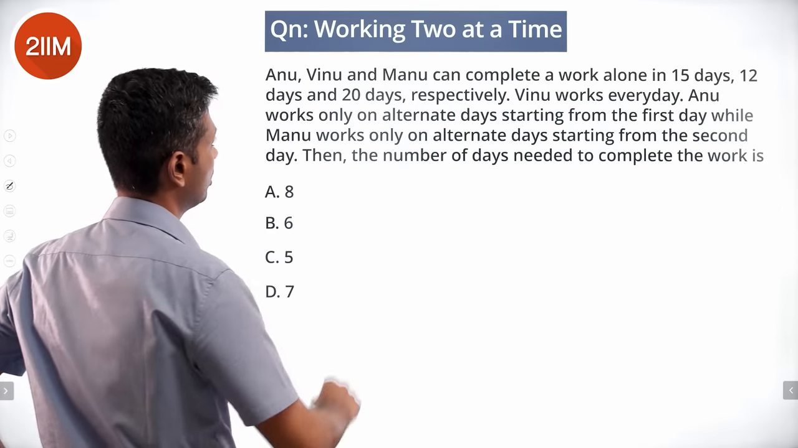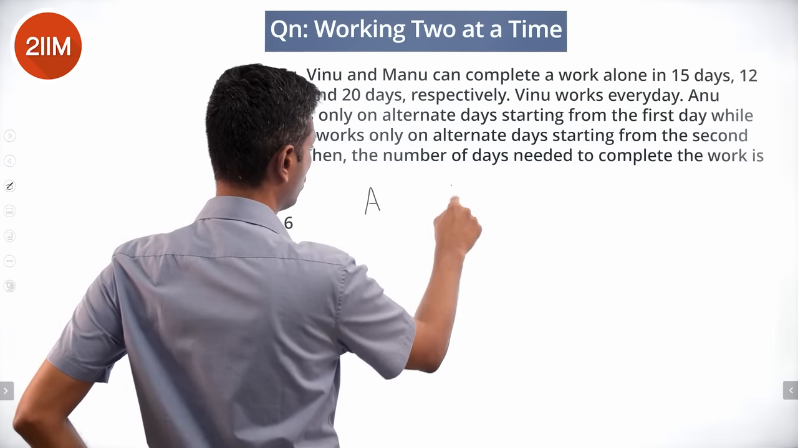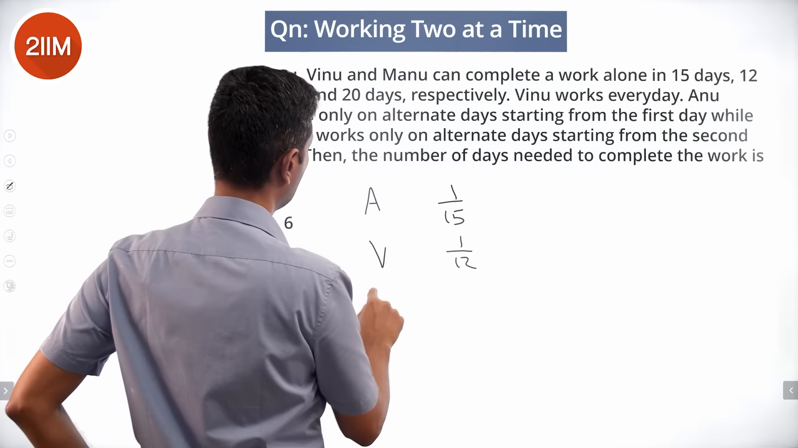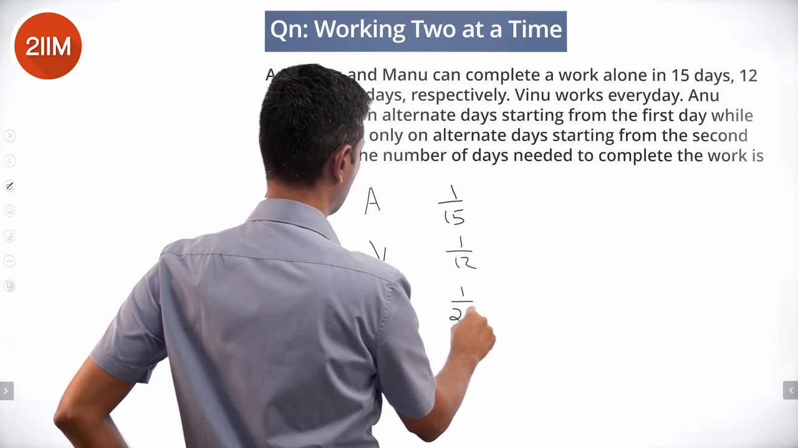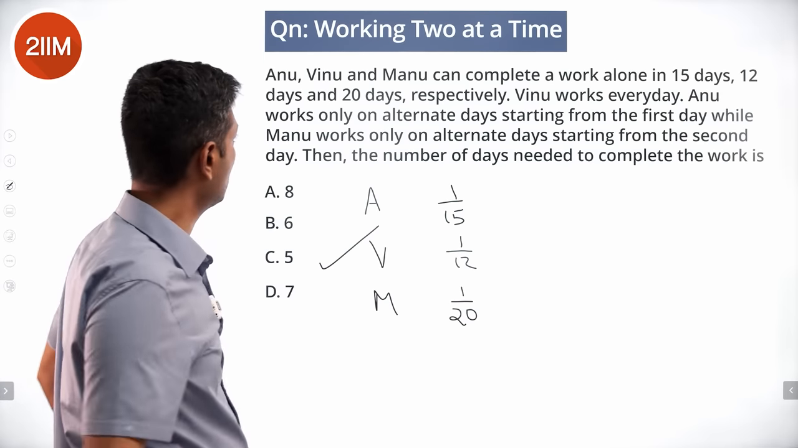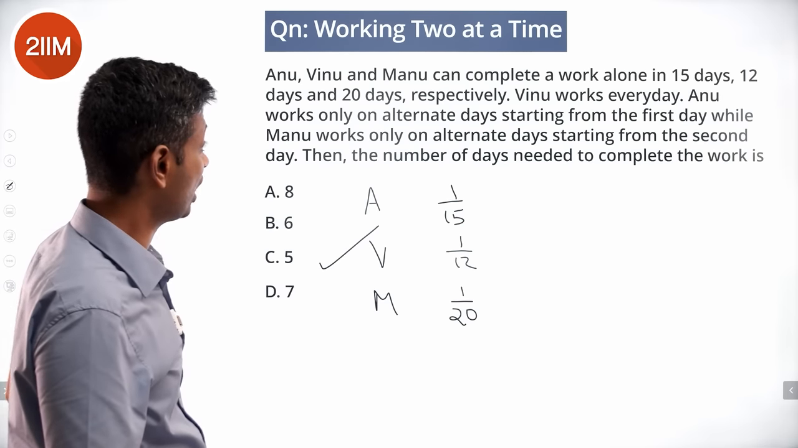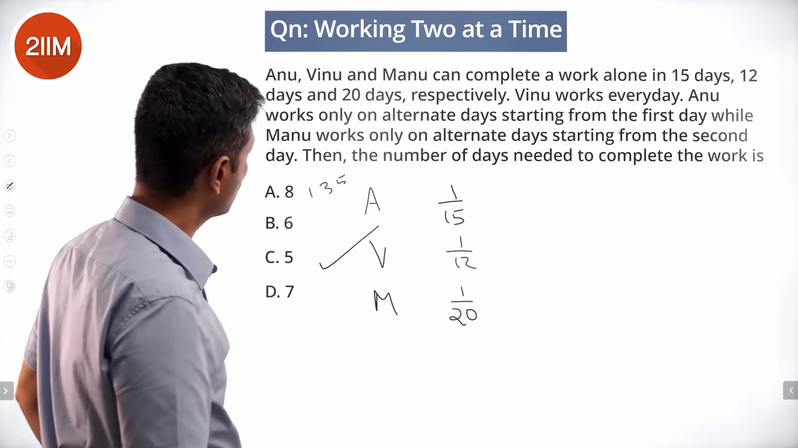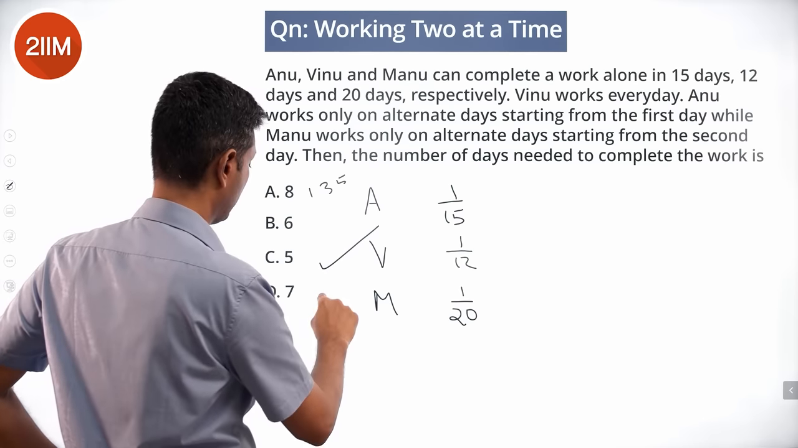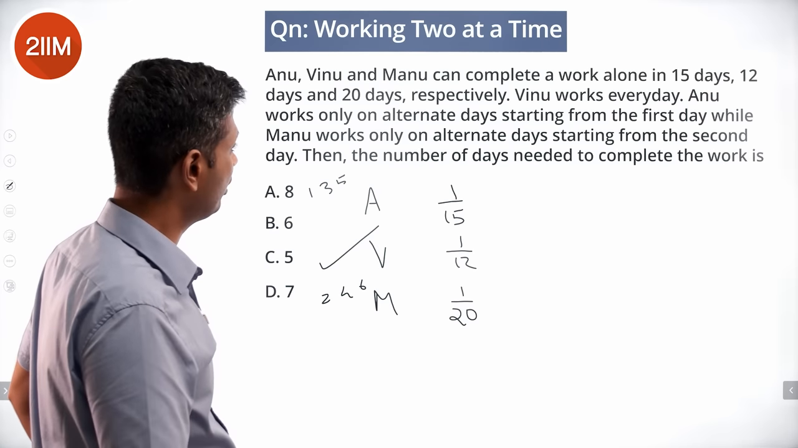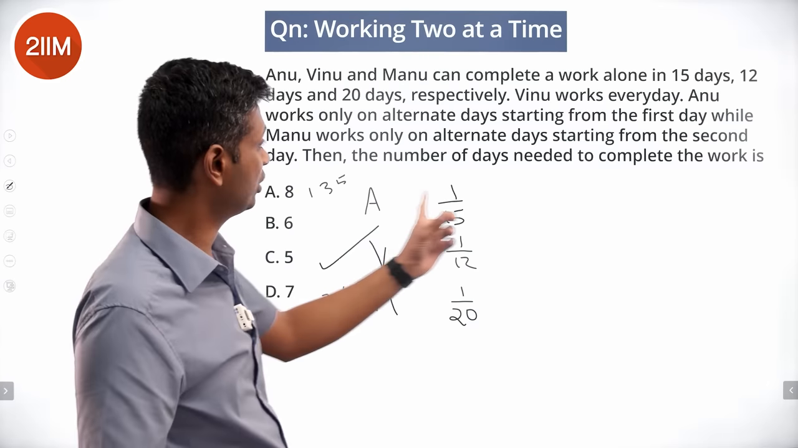Anu, Vinu and Manu can complete the task in 15 days, so Anu can do 1/15 of the task. Vinu can finish 1/12 of the task. Manu can do 1/20 of the task. Vinu works every day. Anu works only on alternate days, starting from the first day: 1, 3, 5. And Manu works only on alternate days, starting from the second day: 2, 4, 6. Then in how many days will the task get completed? The number of days needed to complete the work.